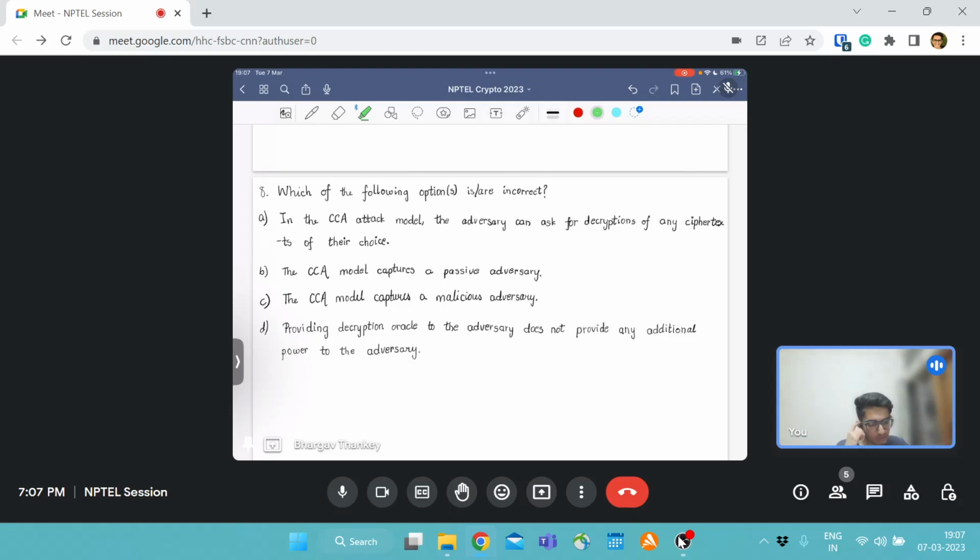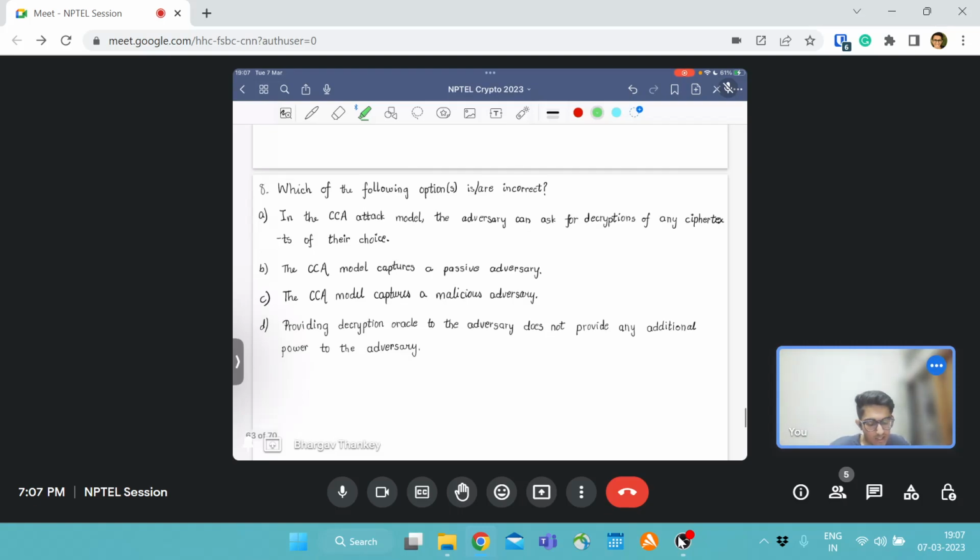Okay, so let's go over this option by option. The first option is: in the CCA attack model, the adversary can ask for decryptions of any ciphertext of their choice. Well, this is almost correct. Recall that in the CCA security game, there is going to be a pre-challenge training phase, a challenge phase, a post-challenge training phase, and the response phase.